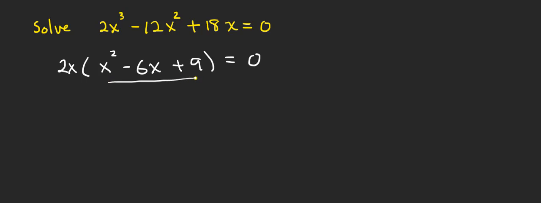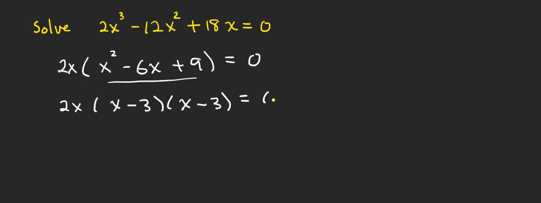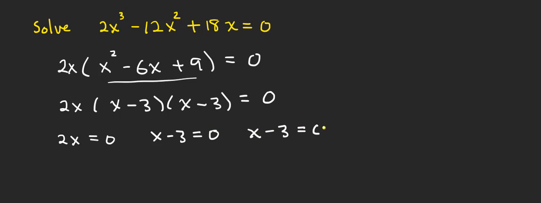Look at this part. You can still factor what's inside the parentheses, and you end up getting x minus 3 times x minus 3 equals 0. Now you set each factor equal to 0 to solve for x. So you end up getting x equals 0, x equals 3, and x equals 3. Notice x equals 3 comes out twice.